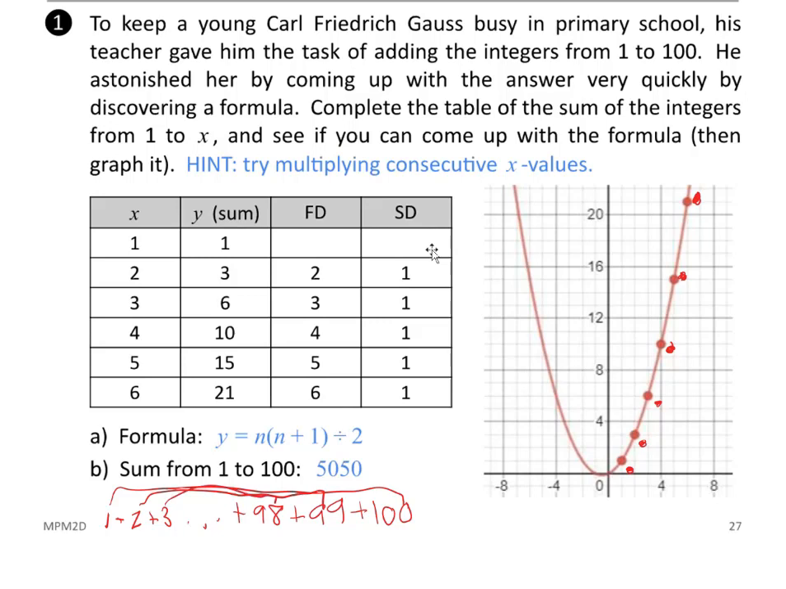And he figured out that it's just 50 sets of these that add up to 101. And when you multiply it out, you actually get 5,050. So that's another way to think about it. Of course, we want you to think of the quadratic method.